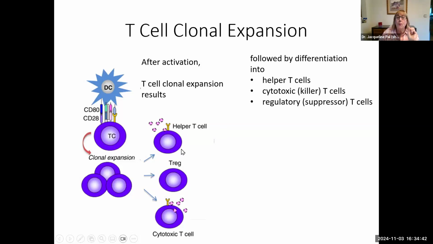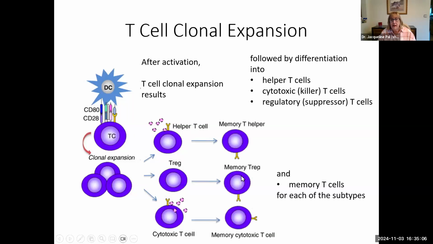We're going to have helper T cells. We're going to have regulatory T cells, sometimes called suppressor T cells. And we're going to have cytotoxic T cells, T cells that are toxic to other cells, sometimes called killer T cells. And then each of these three types of cells are going to have their own type of memory T cell. So yeah, we've got 6 different types of clones of T cells being made. Not just clones of plasma cells and clones of memory B cells.